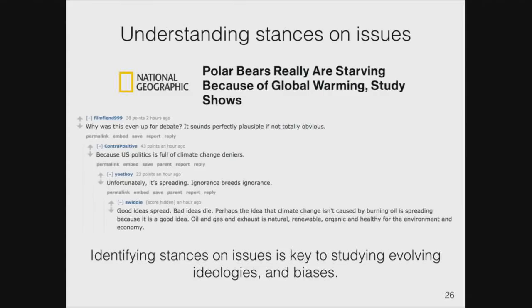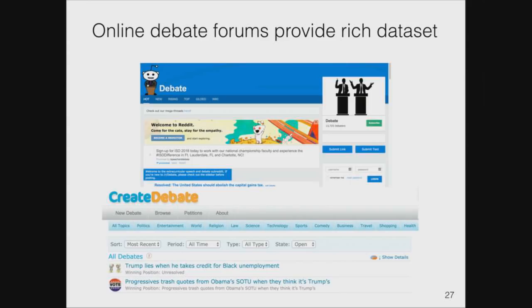So we already talked about the need to understand stances on issues. On social media, people often debate and have discourse about various topics that come up. And in order to understand ideologies and biases, a key first step is to understand how people feel about topics. Many online debate forums are on the internet, and they're an important data set to be able to study this problem.